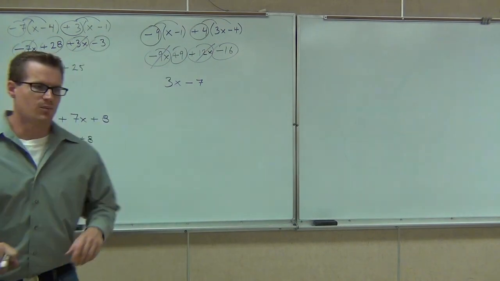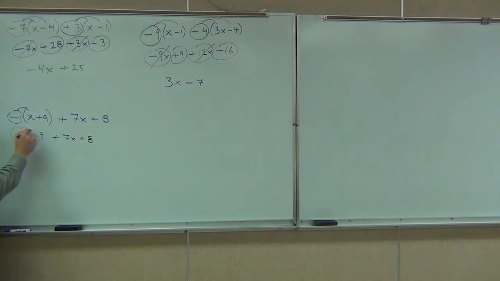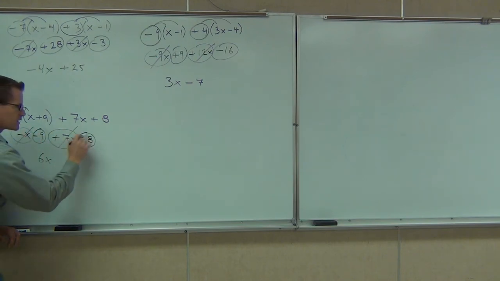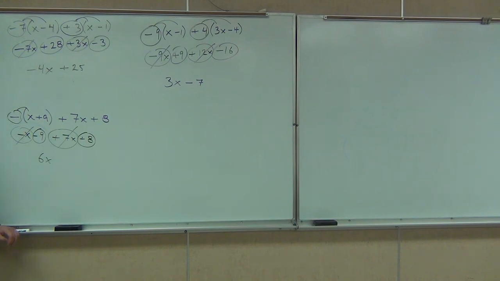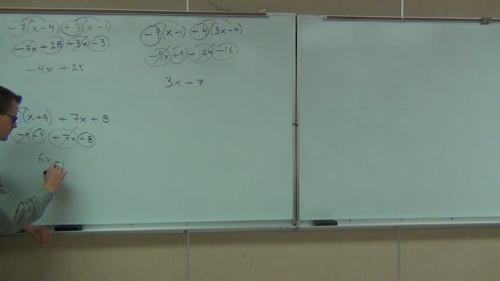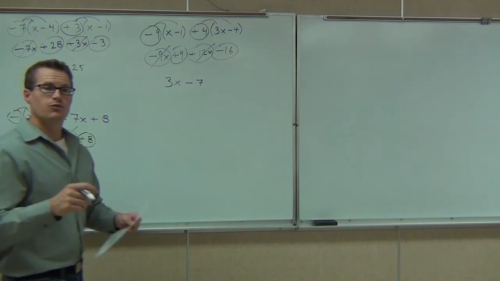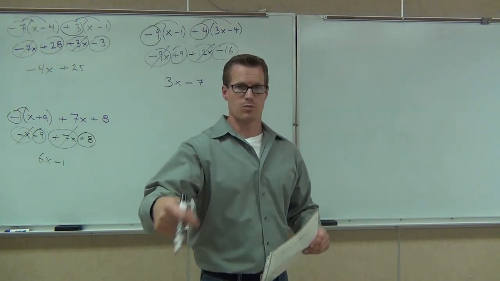Okay, good. We're almost done. We got to combine some like terms. I see a negative x. I see a plus 7x. We're circling those with those signs. How much does that give us? 6x. Good deal. And lastly, I see the minus 9 or negative 9 and the positive or plus 8. What do we give? Negative 1. So what are we going to write? Minus 1. Give one of these a try on your own, then we'll start building this up more and more, okay?